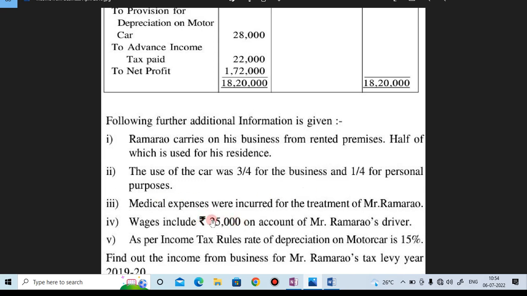So from this wages also, from the 25,000 which is given to the driver, 3/4 the driver has used for the business and 1/4 for personal use. So wages is also going to be distributed in the same manner. From this 25,000, 3/4 is related to the business and 1/4 is related to personal use. Now whatever 1/4 is used for the personal purpose is called disallowed expenses.